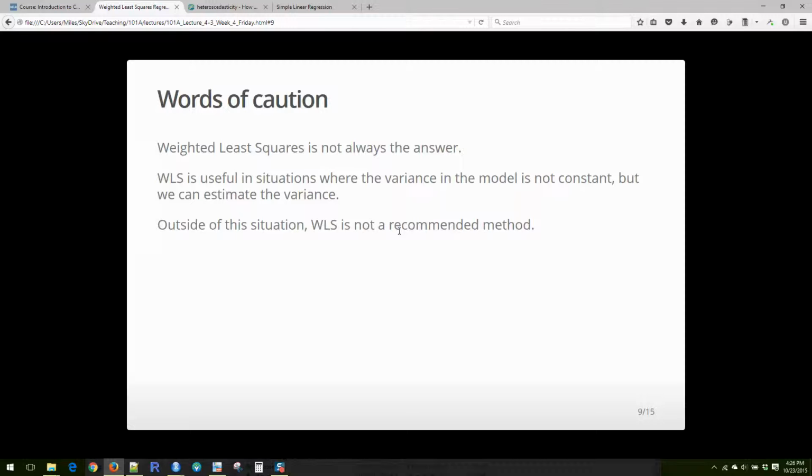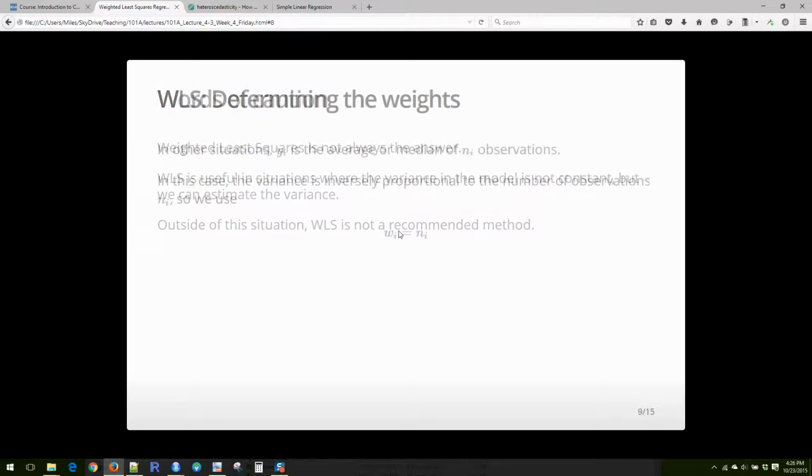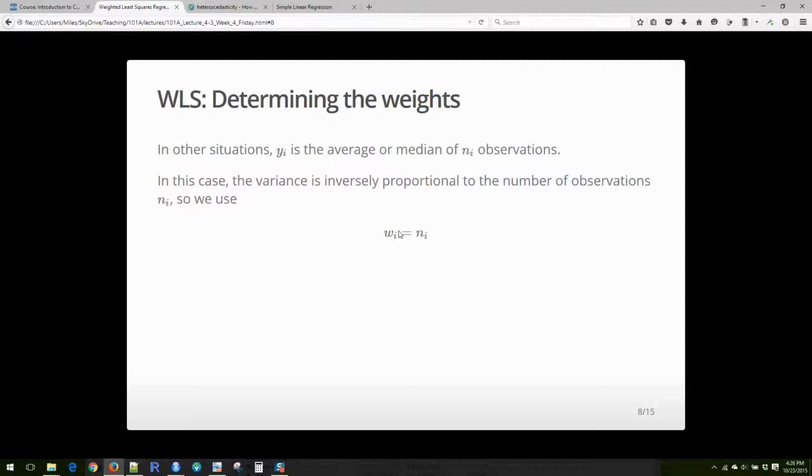Yes? In the previous slide, you said that the variance is inversely proportional to the number of observations. Does that just come from the formula of variance? Let me think. The variance is inversely proportional to the number of observations. So we use this.